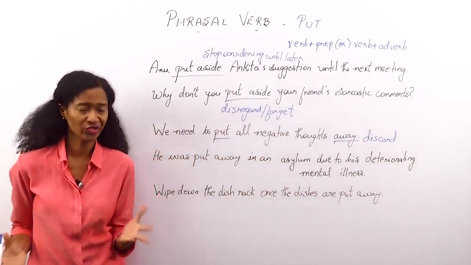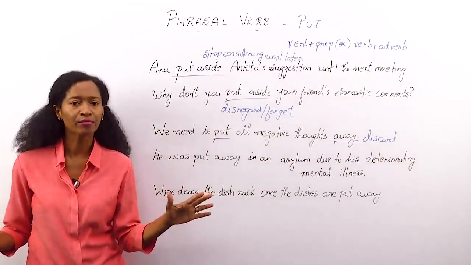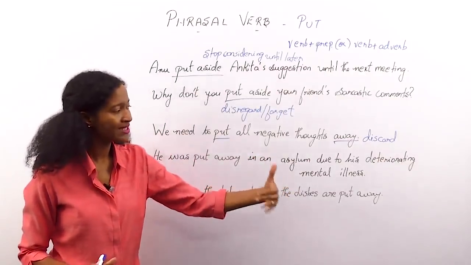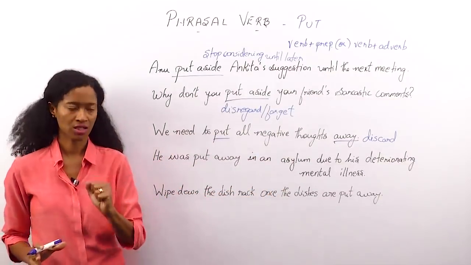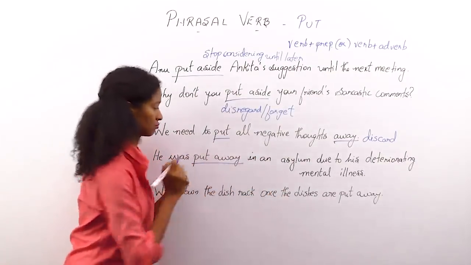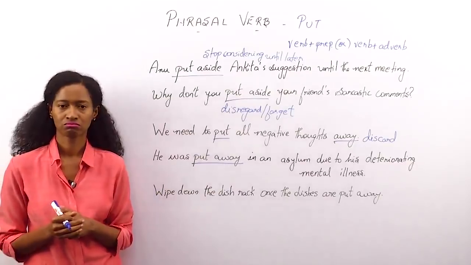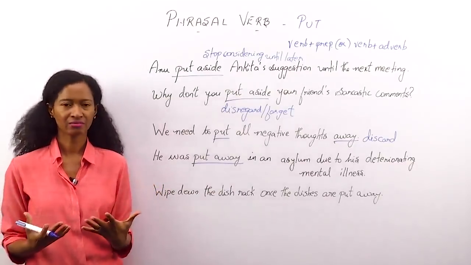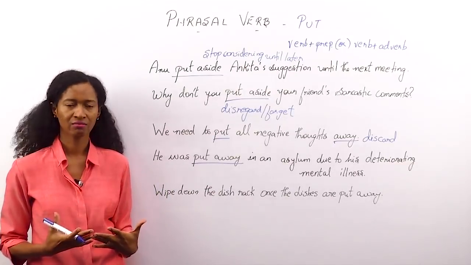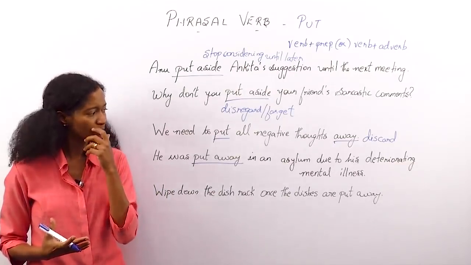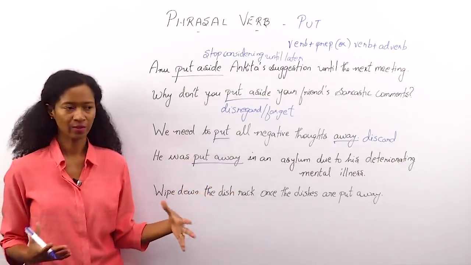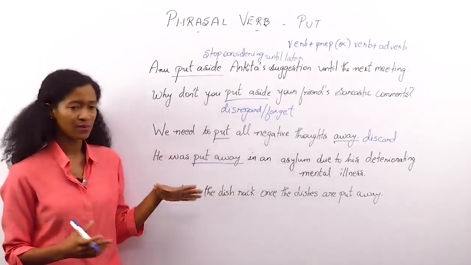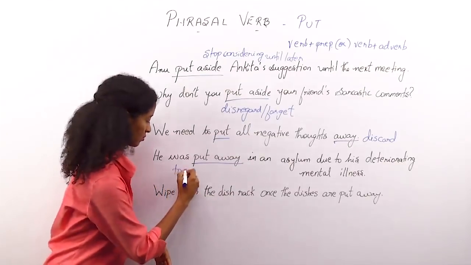Right? Negative thoughts are not good for us, so discard them. He was put away in an asylum due to his deteriorating mental illness. Put away. What can the meaning be? He was confined in a prison, right, for probably mentally affected people. So a mental health institution, right? So here in this context it means to confine.